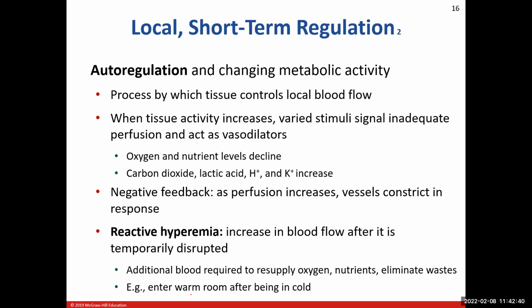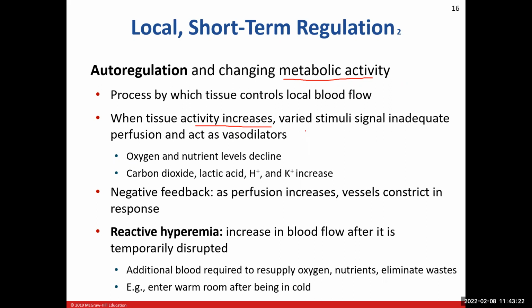So we have this term here called autoregulation. We're still talking about what's going on in the immediate area, the local short-term regulation. Autoregulation is based on our metabolic activity, which can be changing. And so the tissue itself is going to control the amount of blood that goes to that area. So, like I mentioned before, we increase the activity of that tissue. And so because of that, we are going to release certain substances.